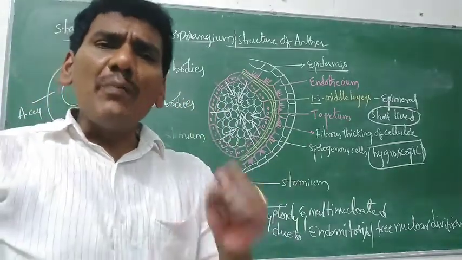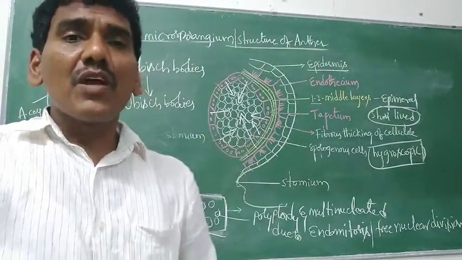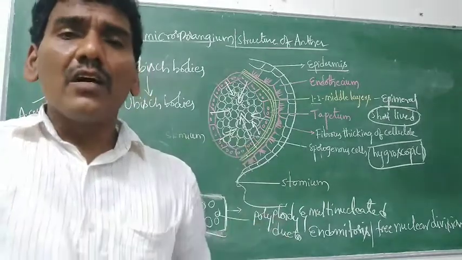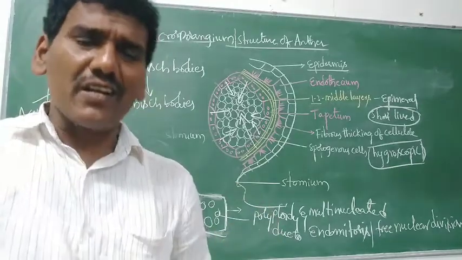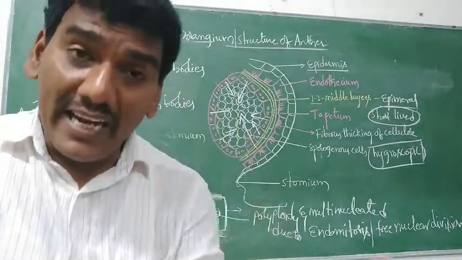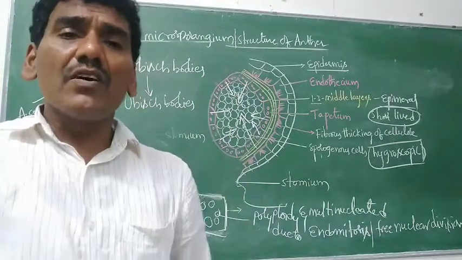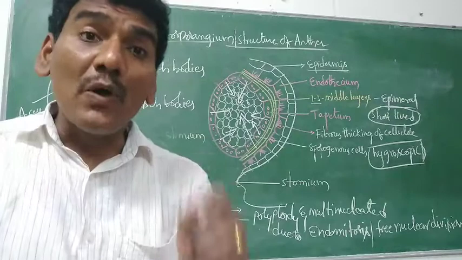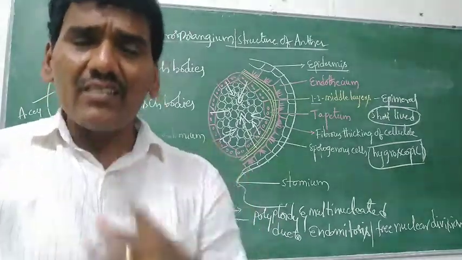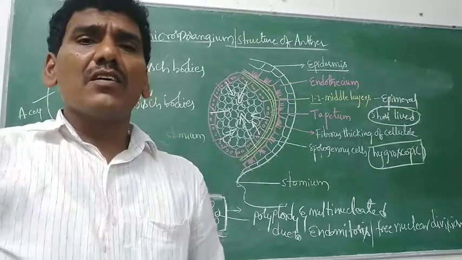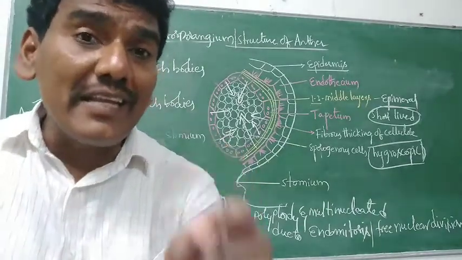Next one. What are the main important functions of the tapetum? The tapetal cells provide the food material for the development of the sporogenous tissue, microspore mother cell, pollen mother cell, and pollen grain. One more important function. Tapetal cell secretes the sporopollenin and pollen kit materials.